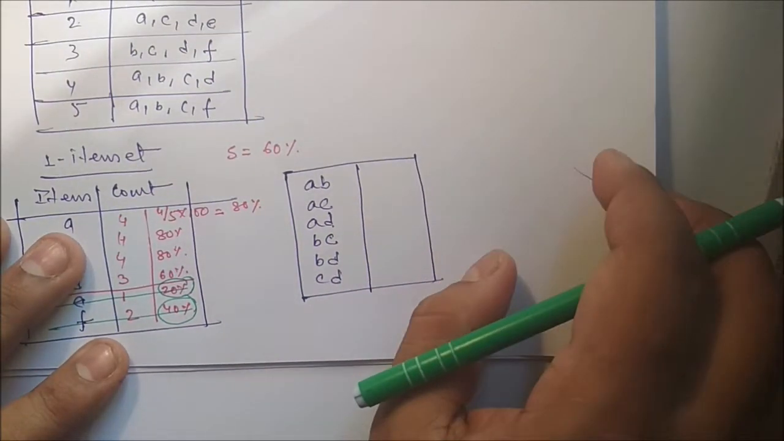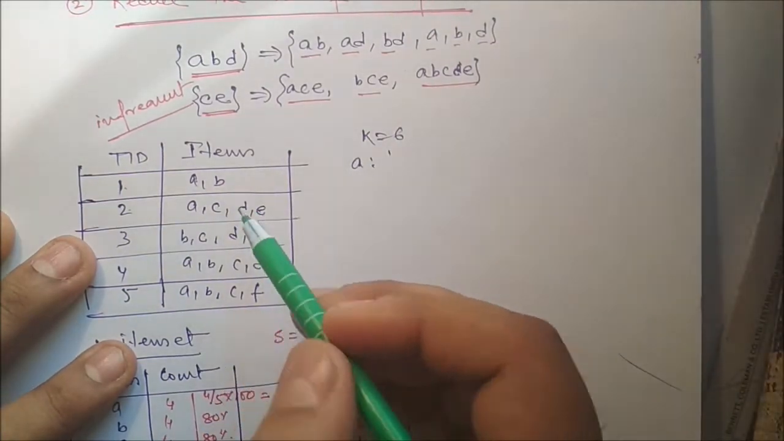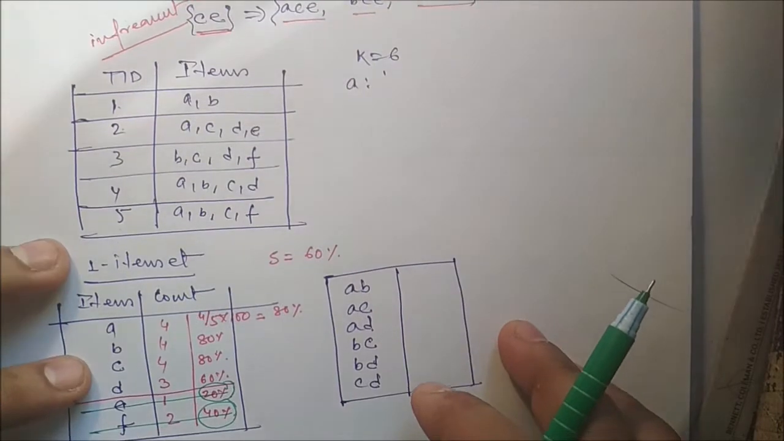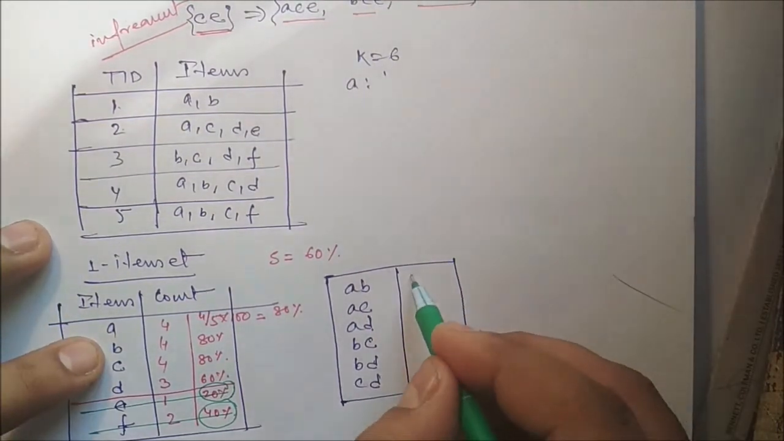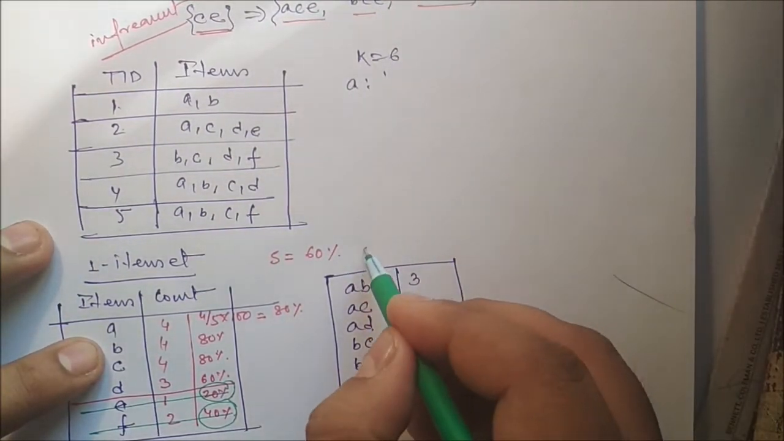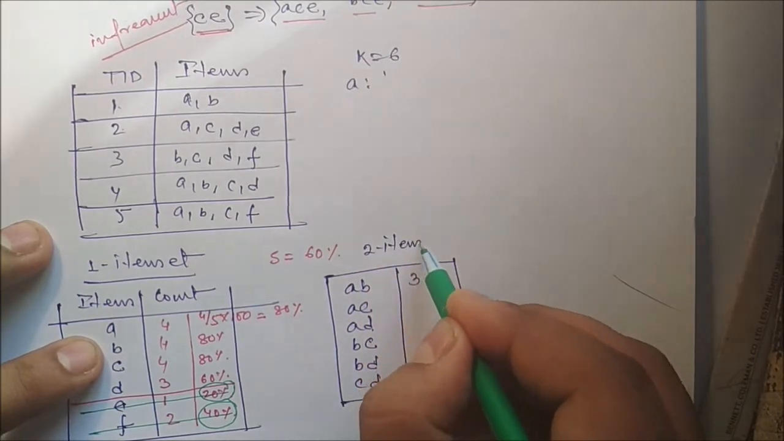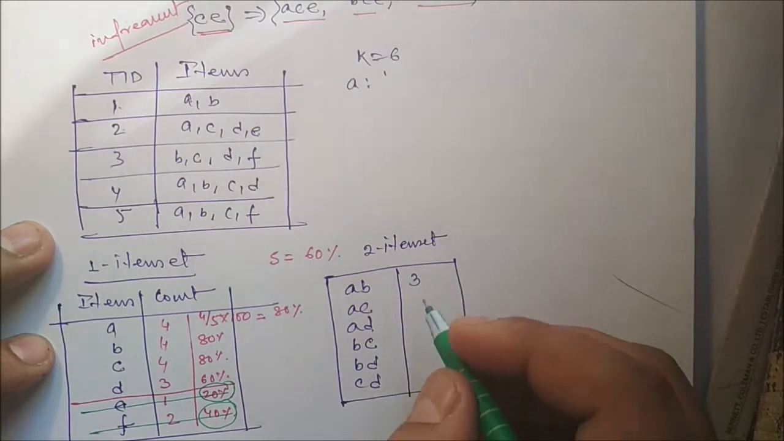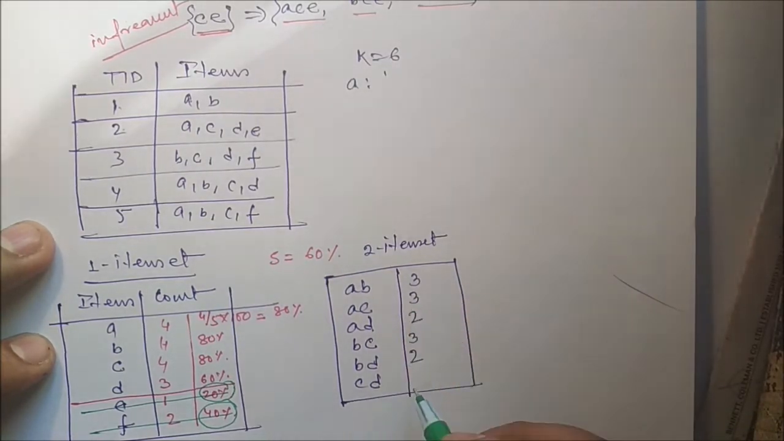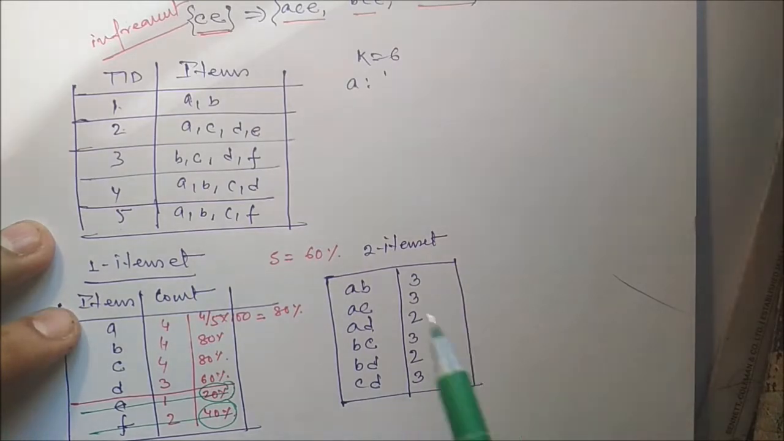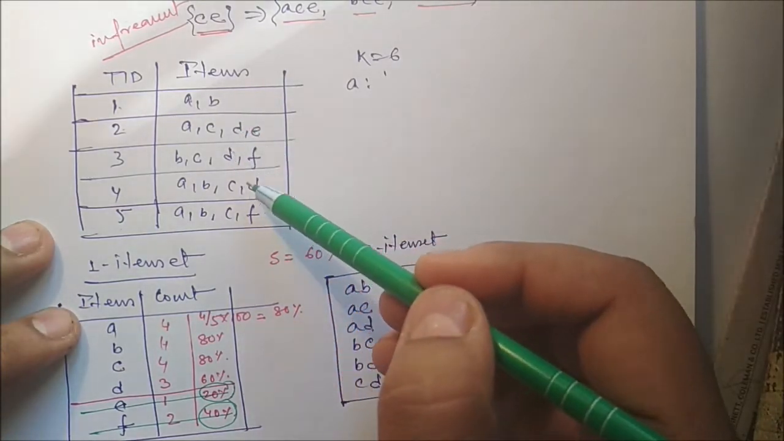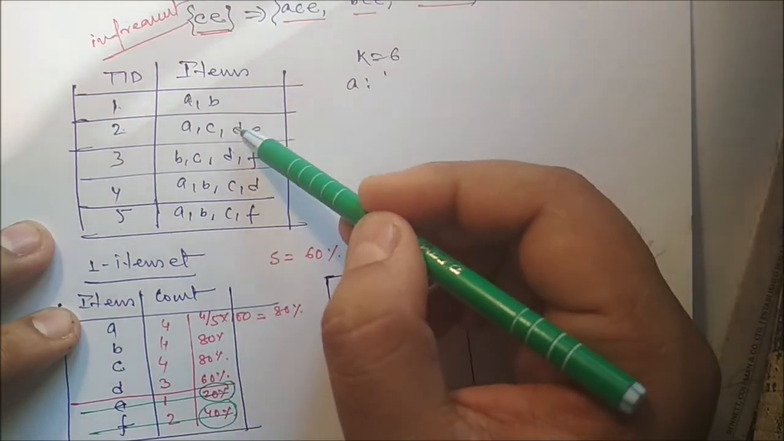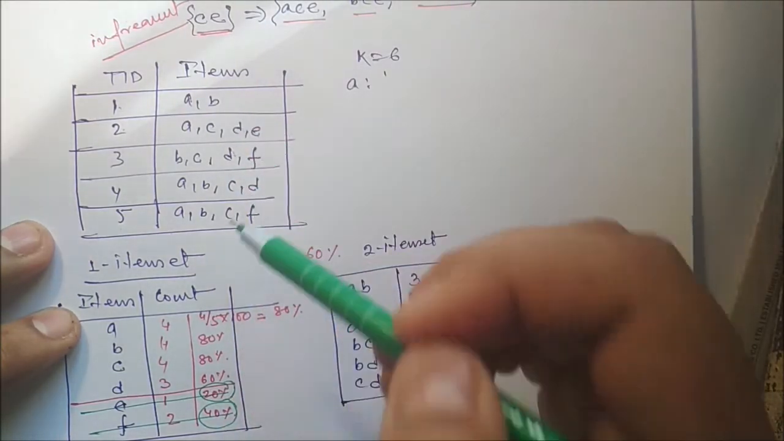So how many AB are there? We have to check how many AB are there. 1, 2, 3. So total 3 AB are there. So this is the two item set. This is the table for one item, this is the table for two item. How many AC are there? It is also 3. How many AD, CD? It is 3. तो BD कितना सारा है? BD है यहाँ पर 1, 2 है ना. सिमिलरली CD कितना सारा है? CD है 1, 2 और 3.